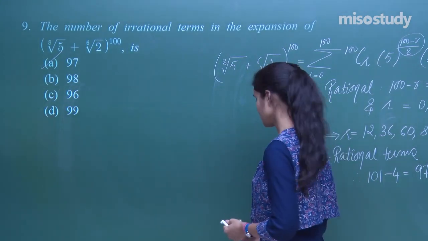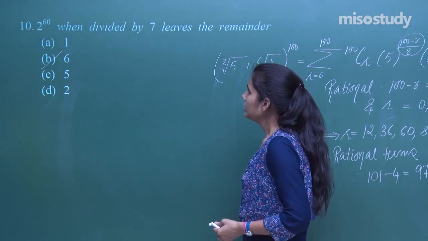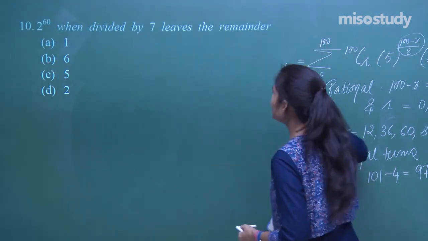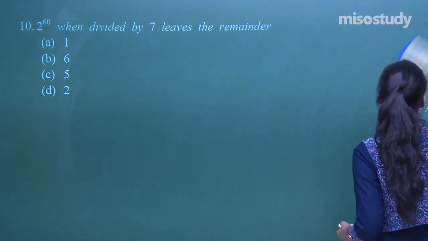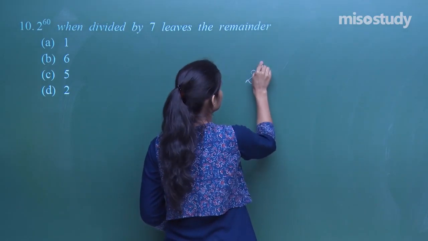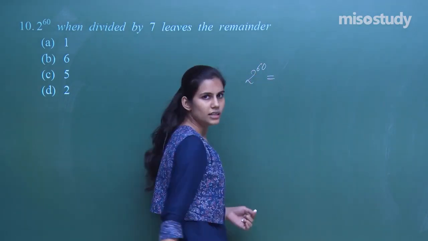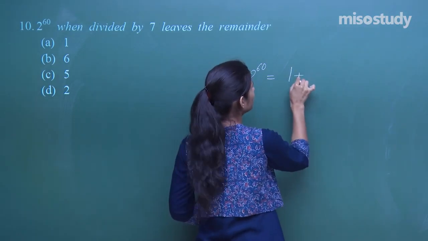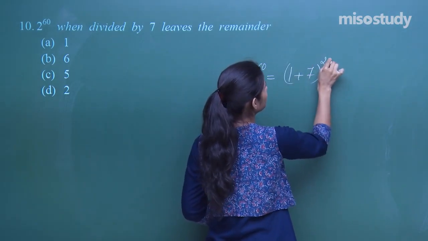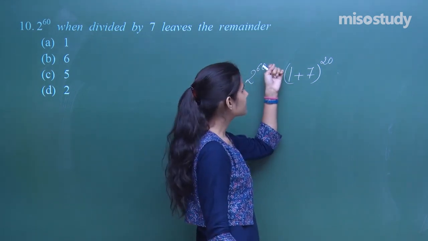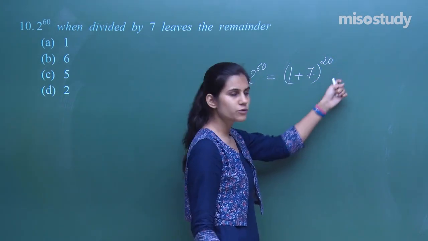Nice question. Next we have 2 to the power 60 when divided by 7 leaves what as the remainder? Let's see. 2 to the power 60. Now obviously here we need to incorporate somehow 7. So I am going to write it as (1 plus 7) to the power 20. I can write like this. 2 to the power 60, I can write it as (1 plus 7) to the power 20.